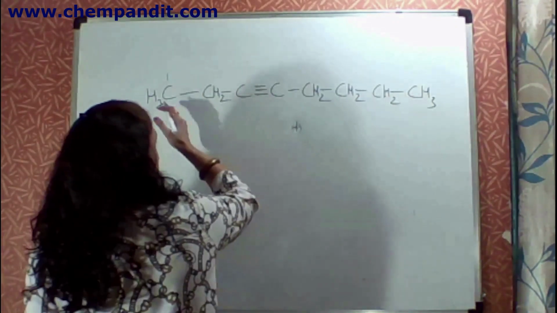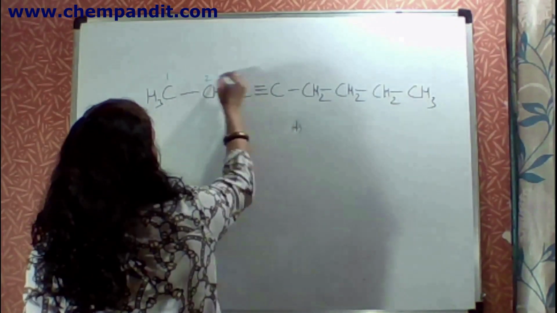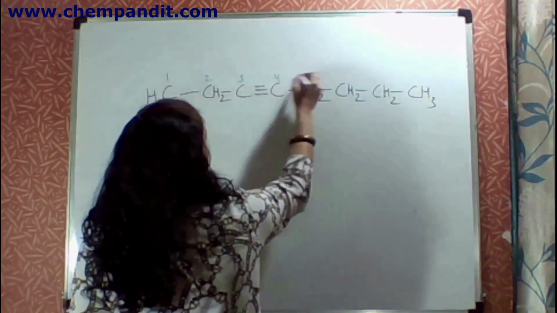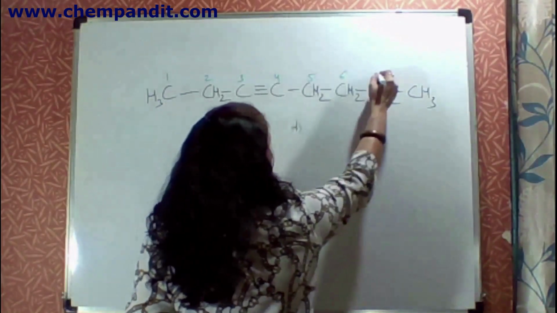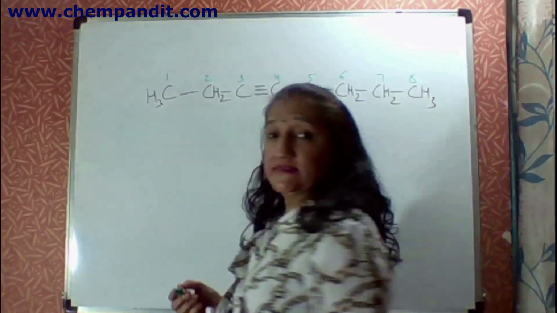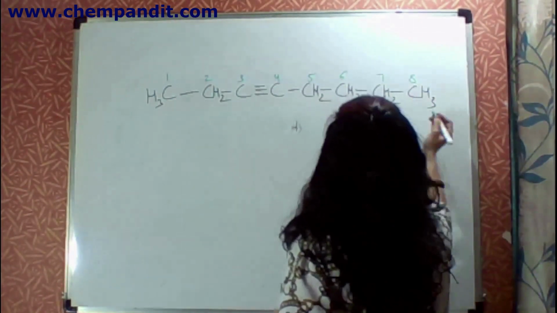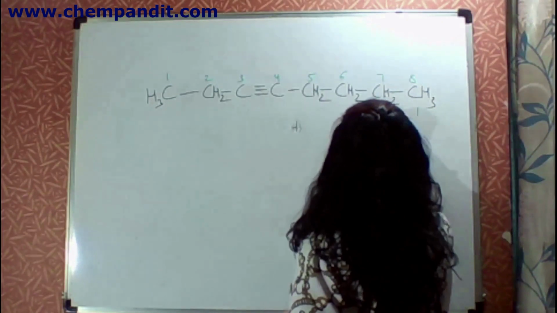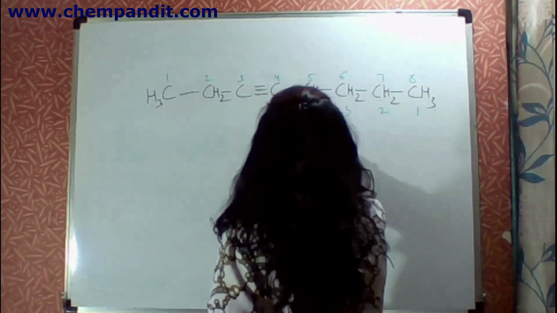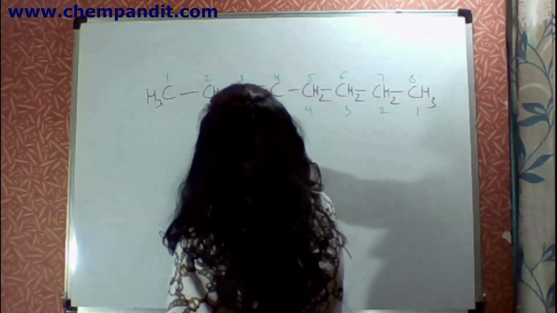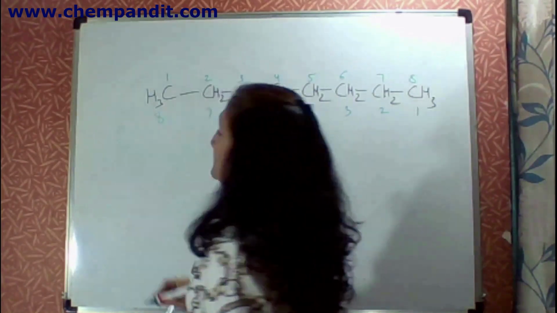Let's first number it from left to right. 1, 2, 3, 4, 5, 6, 7, 8. There are 8 carbon atoms. Clear? Now let's number it from right to left once again. 1, 2, 3, 4, 5, 6, 7 and 8.